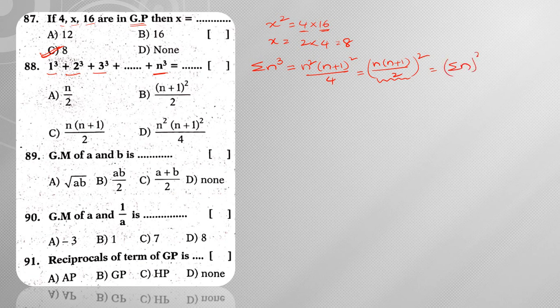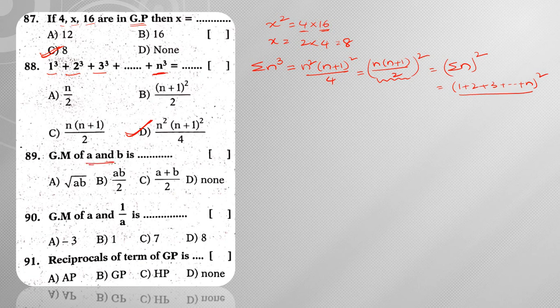So this is nothing but summation of n whole square, which is nothing but 1 plus 2 plus 3 and so on plus n whole square. That means 1 cube plus 2 cube plus 3 cube plus so on n cube can be written as 1 plus 2 plus 3 plus so on n whole square. So from the options, what is the answer? It is n square into n plus 1 whole square by 4.